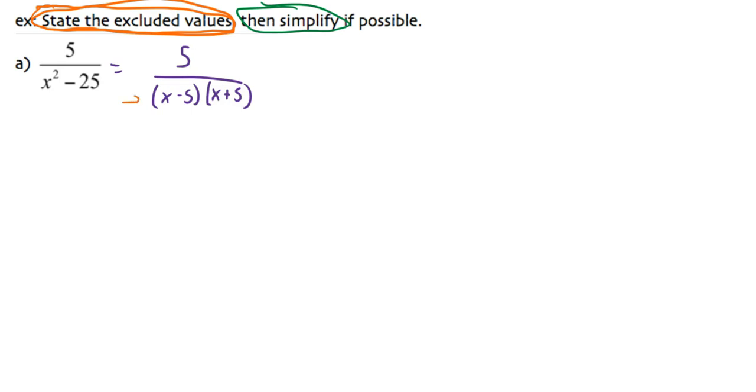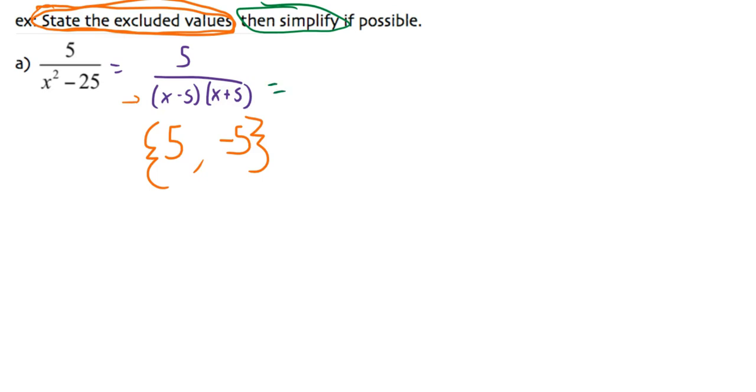The zeros of my denominator are 5 and -5. Those are my excluded values. Those are the numbers that when plugged in would make 5 over 0, which is an impossible math problem. So I have to exclude them. I have to say those are not allowed to be x values. They are excluded from the domain.